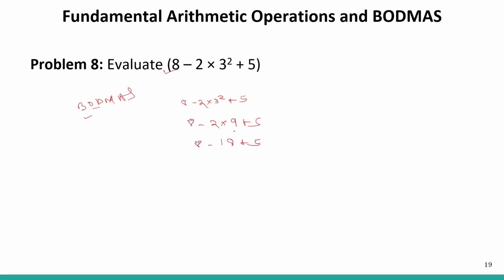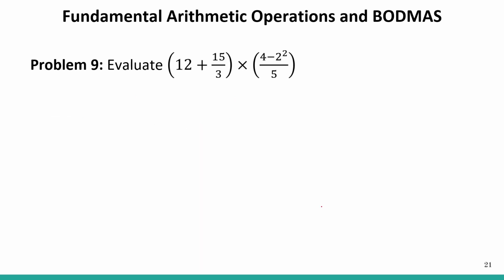Then what we search for is addition. That is 8 minus 18 plus 5. So this will be equal to 8 plus 5 is equal to 13. Okay. Then minus 18. So now what we are left with is subtraction. So this will be equal to minus 5 is the final answer.